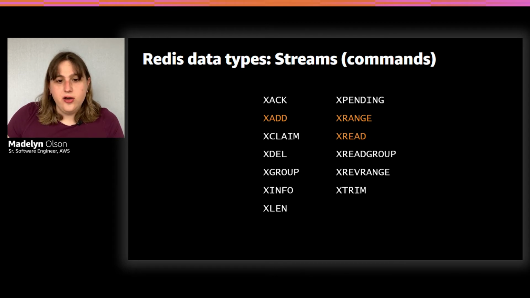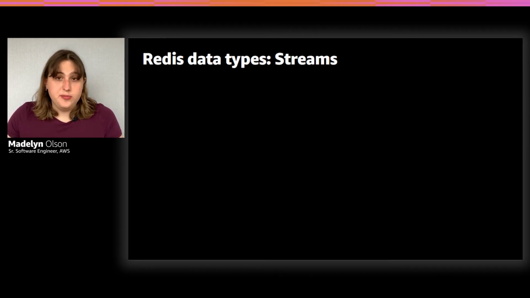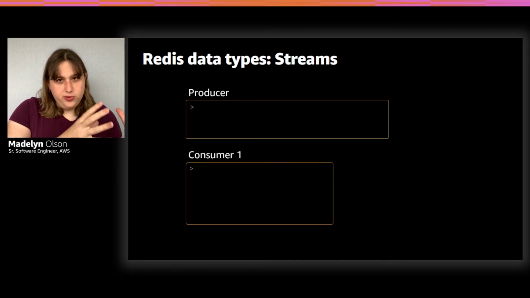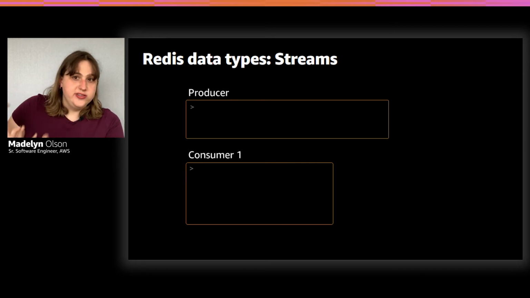So let's look at how these commands actually work. In most cases, you're going to have a producer and consumer set up with this type of application. Since those are the two parts, we have the production part, and the processing part, which is going to be a consumer.